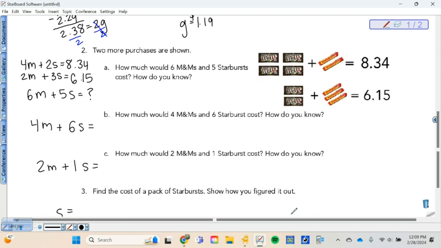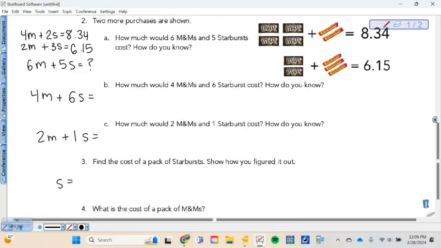You could just find the individual one and then plug it in, and that works just fine. But there's an easier way. See if you can figure out how to come up with these A, B, C, and then work on 3 and 4. Okay, give it a try.